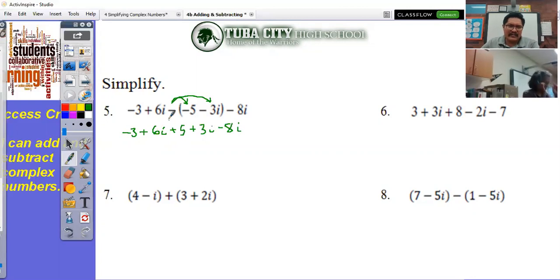So I'm going to just sort of go down the line and start with our real numbers. It looks like I only have 2 real numbers. So this is like 5 minus 3. 5 minus 3 is 2. And now I have a whole bunch of i variables. So 6 plus 3, I'm just going to go left to right. 6 plus 3 is 9. 9 minus 8 is 1. So I have 1i. Okay, 1i like that i, not this I.